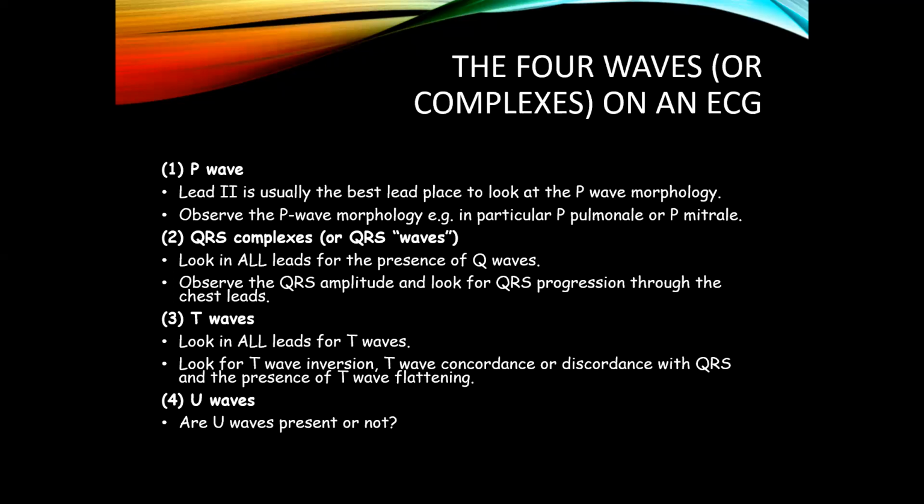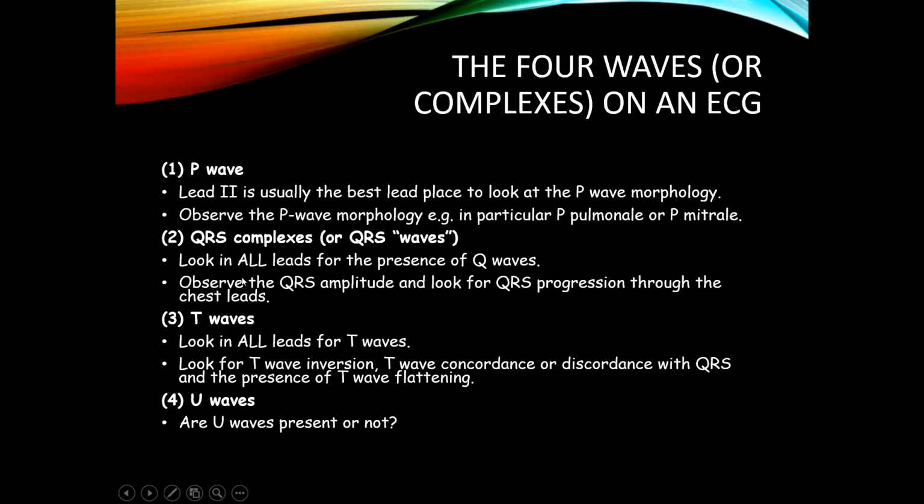Then the four waves or complexes on an ECG. So we look at the P wave, the QRS complex, the T wave, and the U wave. For the P wave, lead 2 is usually the best lead to look at the P wave morphology. You need to observe the P wave morphology, such as in P pulmonale or P mitral, where the P wave morphology is distorted.